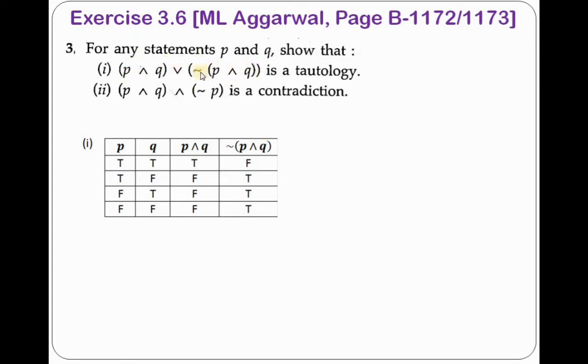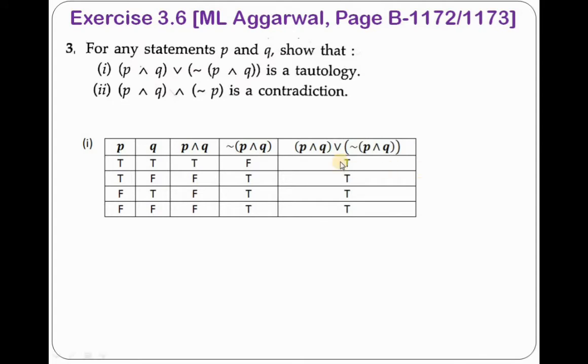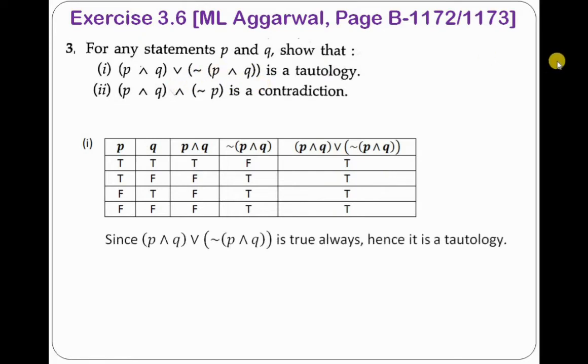OR will be false only if both the statements are false. Here this is true, this is false, this is false, this is true, this is false, true, false, true. We don't have FF, so all my answers turn out to be TTT. We see that all the truth values are T, so this statement has to be a tautology. You may pause the video to note this down. You will try the other question by yourself.